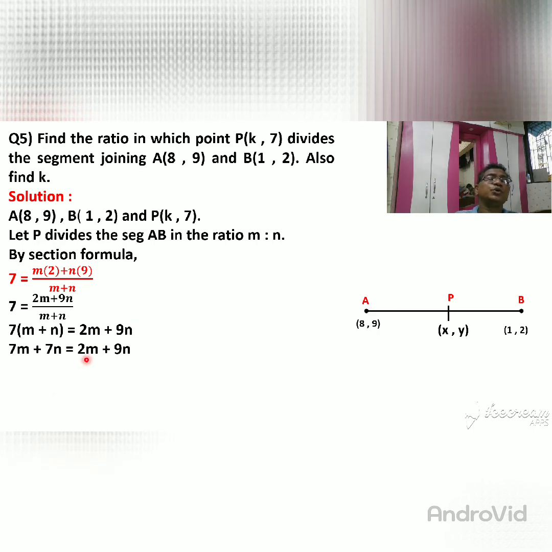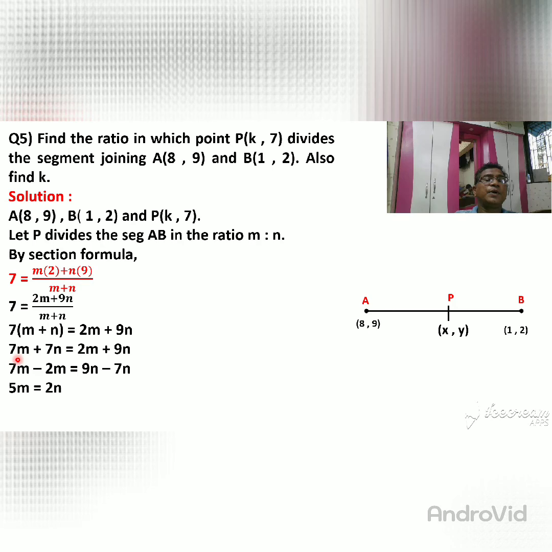This 2m is positive, goes across, becomes negative. So 7m minus 2m. 9n remains as it is. 7n is positive, goes across, becomes negative. So 7m minus 2m, what remains? 5m. 9n minus 7n, what remains? 2n. So 5m is equal to 2n. So 2n is multiplying here, goes across, divide. So m upon n.